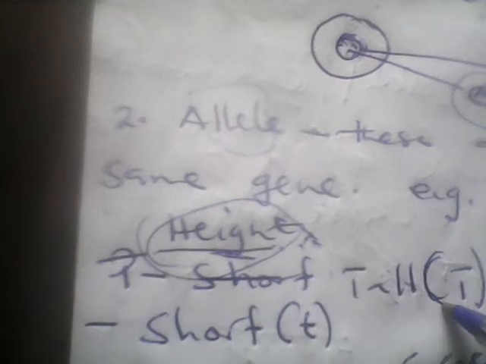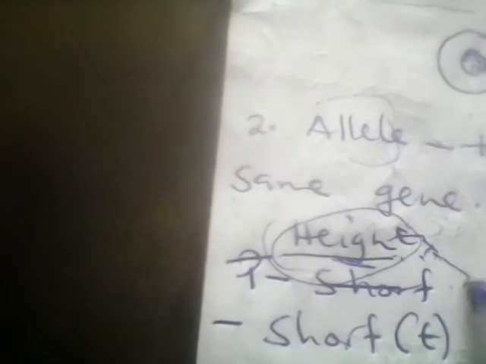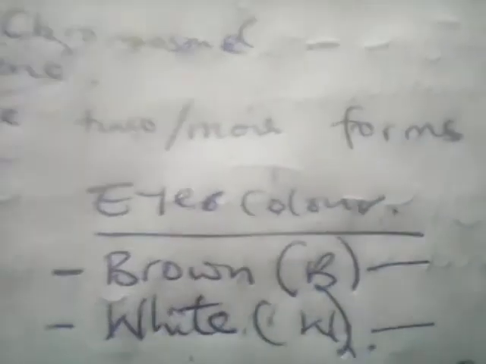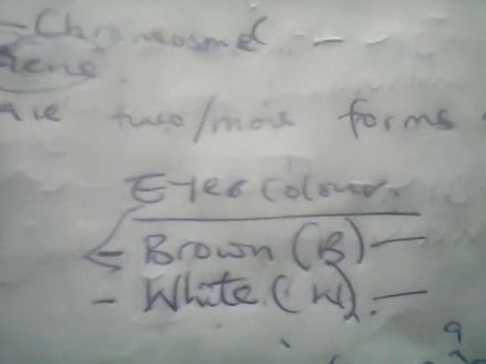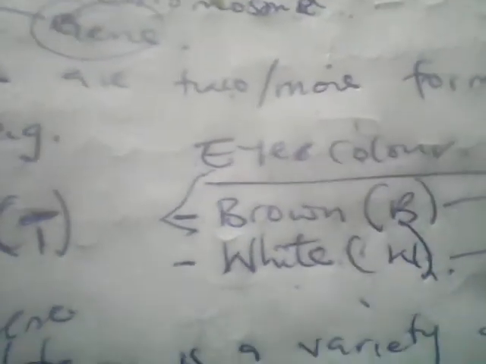It can be either tall, which can be written as capital T, or short, which can be written as a small letter t. These two forms of a gene of height, we collectively call alleles. Another example of alleles is the gene of eye color. Eye color can exist in two forms. It can be either brown or white. So these two alternative forms of the same gene, brown and white, we call them alleles.